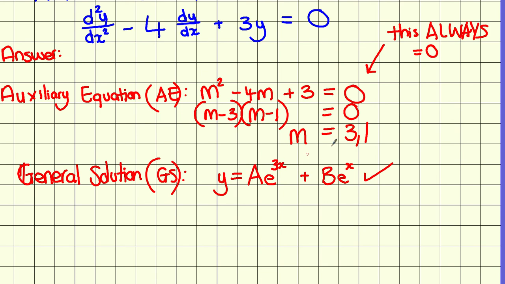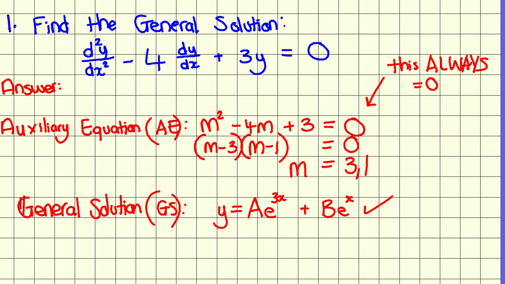Then e to the power of, and we just take each one of these and we just make that a power. Okay, so I'll put all this up in my summary page at the very end. This is what you do when you get two nice numbers from your AE. Just like this. Right, question 2.